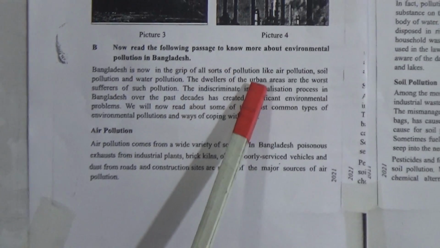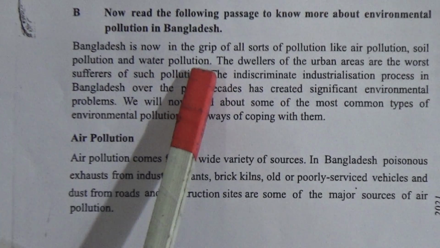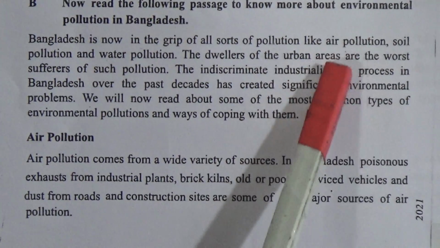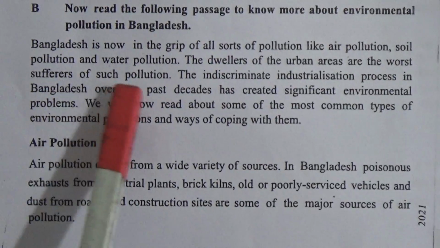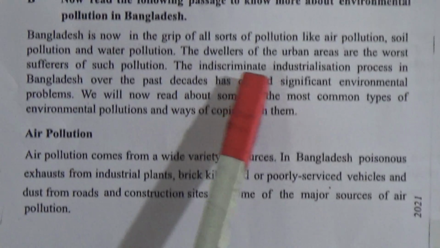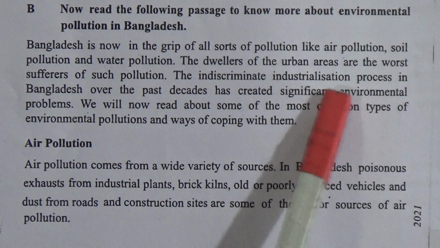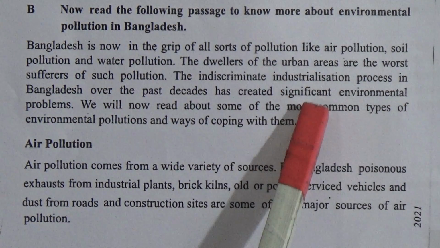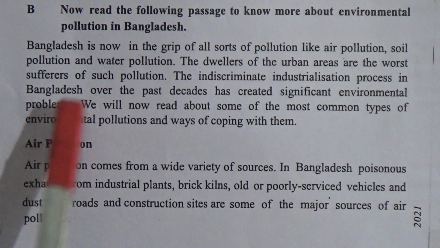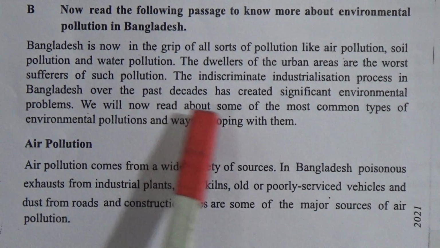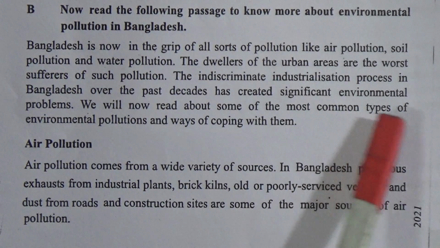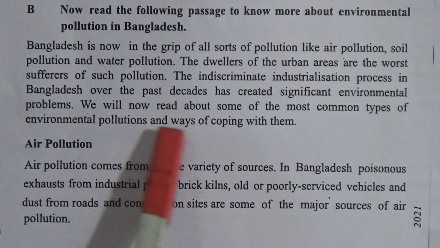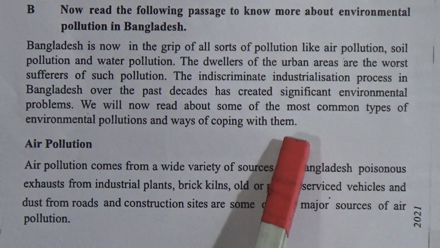Bangladesh is now in the grip of all sorts of pollution like air pollution, soil pollution, and water pollution. The dwellers of the urban areas are the worst sufferers of such pollution. The indiscriminate industrialization process in Bangladesh over the past decades has created significant environmental problems. We will now read about some of the most common types of environmental pollution and ways of coping with them.